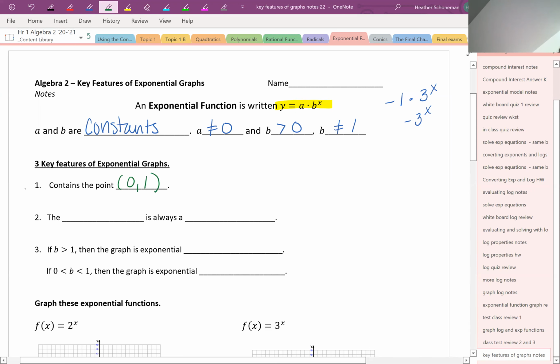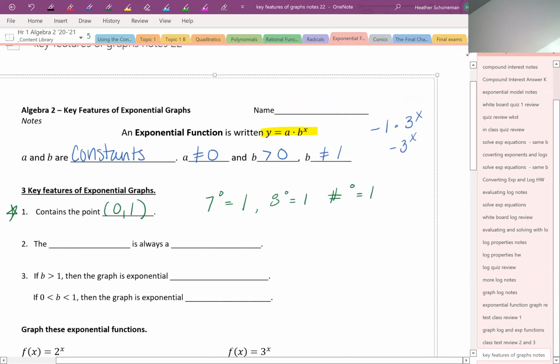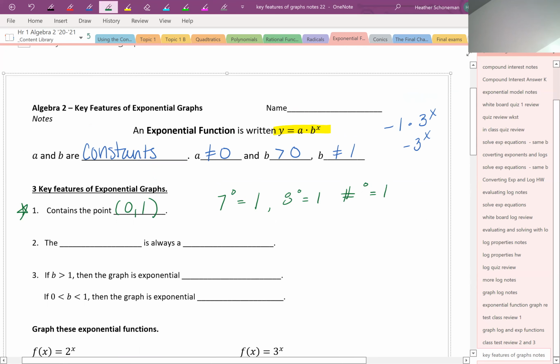Now, I say this as a disclaimer. Okay, yes, they contain this point (0, 1), but that's for the parent function. But then that (0, 1) is going to get moved if this graph should shift. But think about this. If I have, let's say my b was 7. If I have 7 to the 0 power, that's just 1. Or if I have 8 to the 0 power, that's just 1. Any number raised to the 0 power is 1. Okay, so when I plug in 0 for x, up here, anything to the 0 power, I'm just going to get 1 for my answer. So that's why it contains this point.